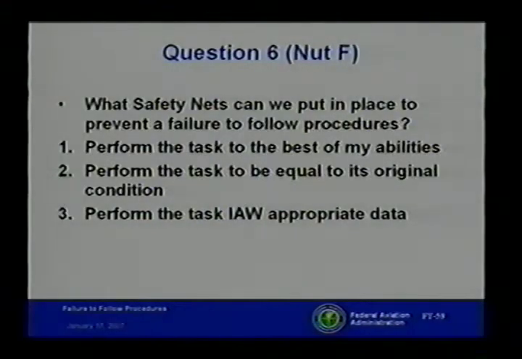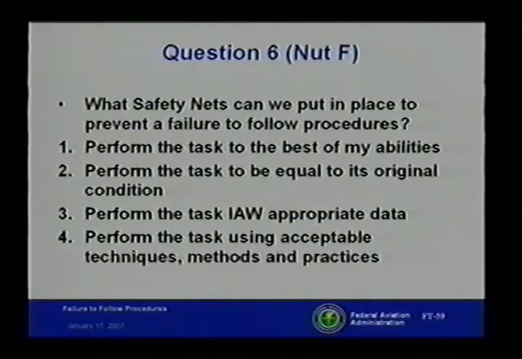Is this where you perform the task to the best of your ability? You want it to be equal to or better than its original condition or properly altered condition. Done in accordance with appropriate data, and we know that appropriate means approved data. And you want to do it using acceptable techniques, methods, and practices. And this doesn't just pertain to licensed mechanics. This pertains to everyone who is working on an aircraft.